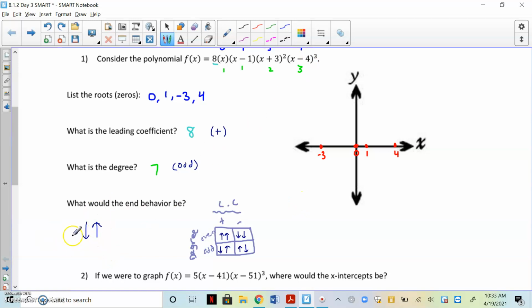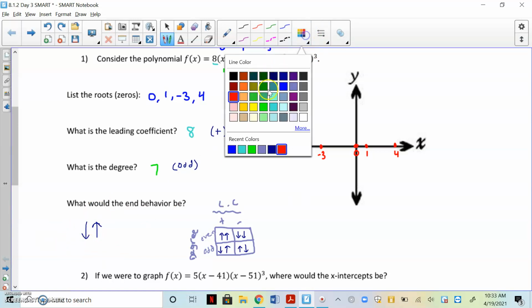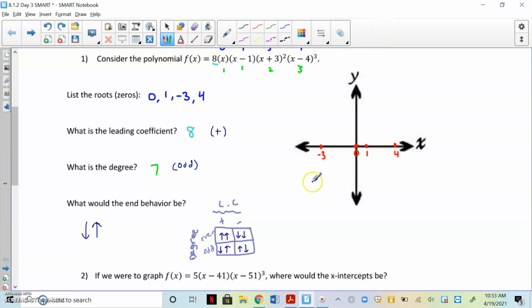If you know the end behavior is down, up, that tells you that your graph is going to be facing downwards on the left side, right? So like right here. And on the right side, it's going to be facing upwards. So once you come out of that 4, it's going to be looking like this. So that's how you know where to start.